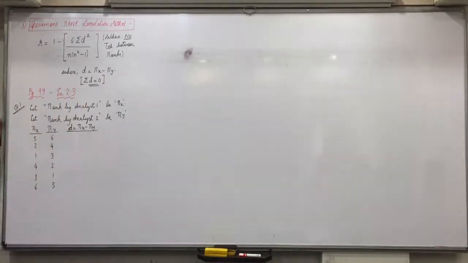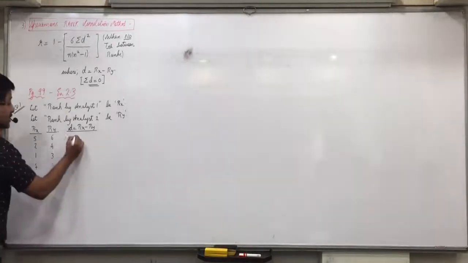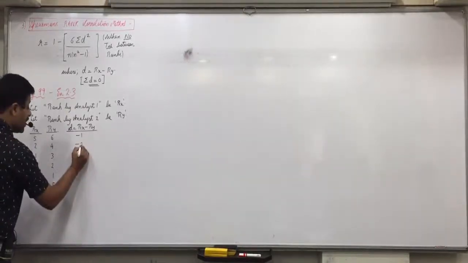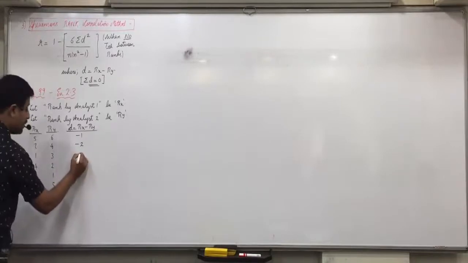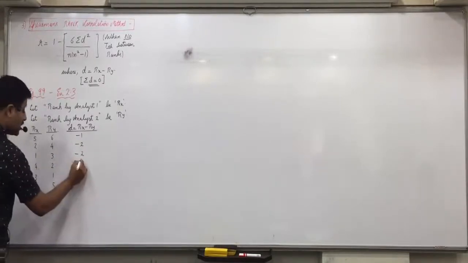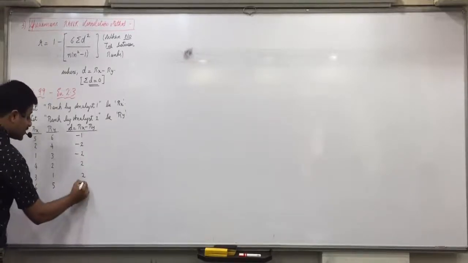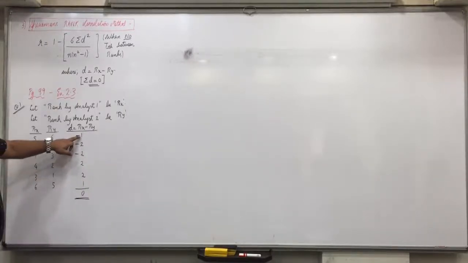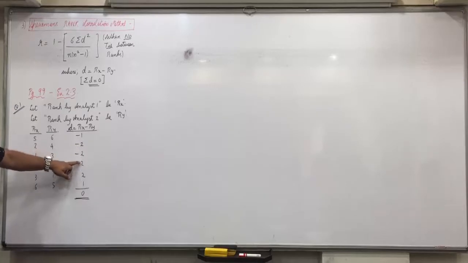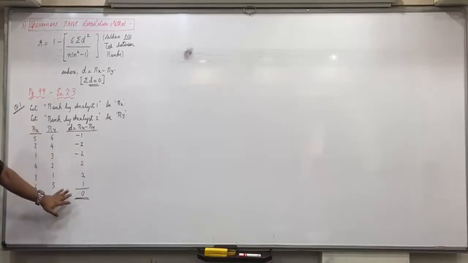Very simple workings compared to Karl Pearson's. 5 minus 6 is minus 1, 2 minus 4 is minus 2, 1 minus 3 is minus 2, 4 minus 2 is 2, 3 minus 1 is 2, and 6 minus 5 is 1. See, negative is 1 plus 2, 3 plus 2, 5, and positive is also 2 plus 2, 4 plus 1, 5. Does it come to 0 or not?